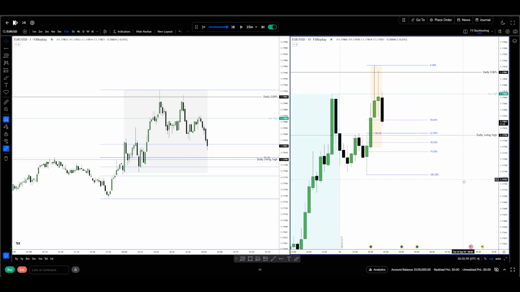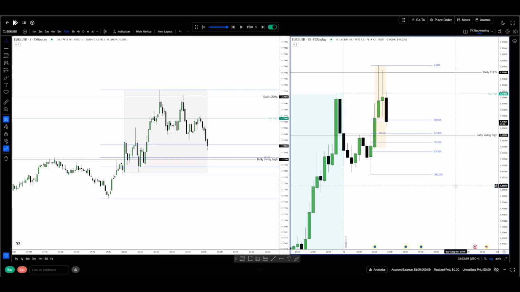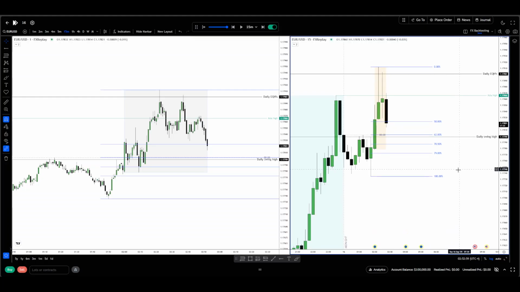And at the 62% level, I'm now using the optimal trade entry Fib numbers, which lines up perfectly with the 62, the opening price. And also at the optimal trade entry is this order block with a fair value gap, opening price, and a daily swing high. So there are a lot of confluences over there.